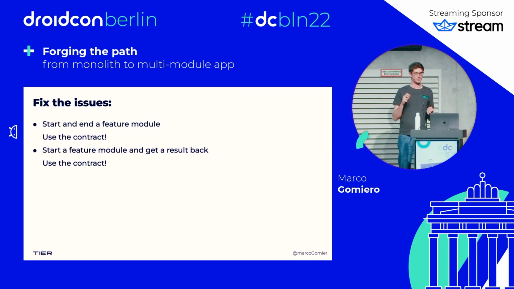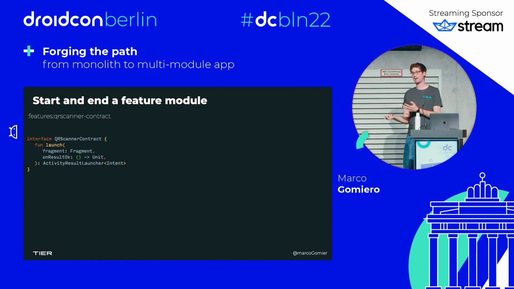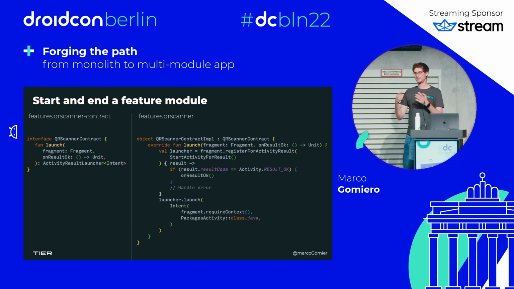Same things for getting a result back, because we can again have a contract and just start the new activity for result with the new API. I still have to Google it because I forgot. I kept going with the old way, but yeah.